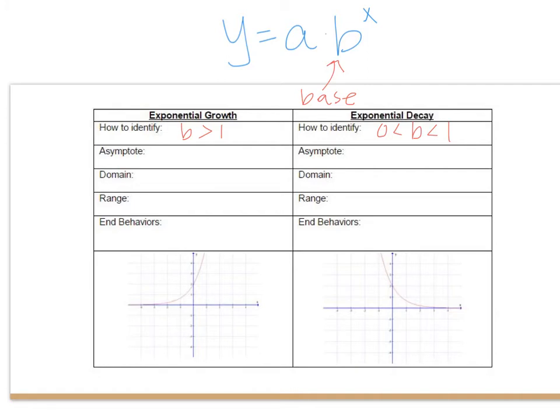The next thing we want to talk about are asymptotes. We talked about end behaviors already, and we've kind of hinted at the asymptotes when we looked at those limit expressions before. So we have an asymptote for both of these functions in their parent form, as long as they're not shifted, on the x-axis. So at the line y equals 0.